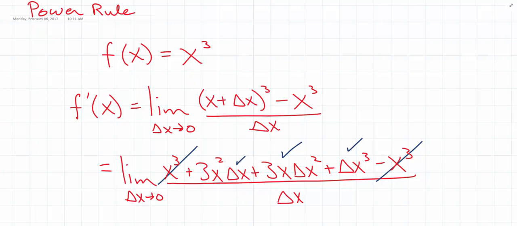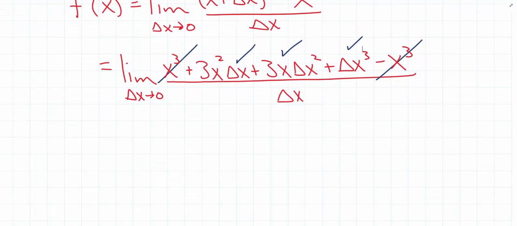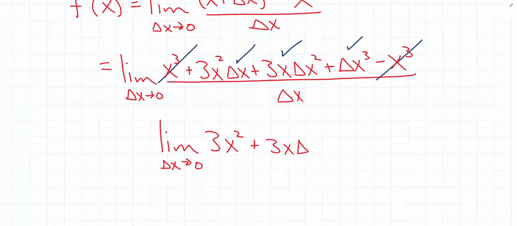This one only has a delta x to the first power, which always means that it will divide out with the bottom. So look, what happens is you're going to have this delta x dividing out with the bottom, and what you're going to have is the limit as delta x goes to 0 of 3x squared plus 3x delta x plus delta x squared.